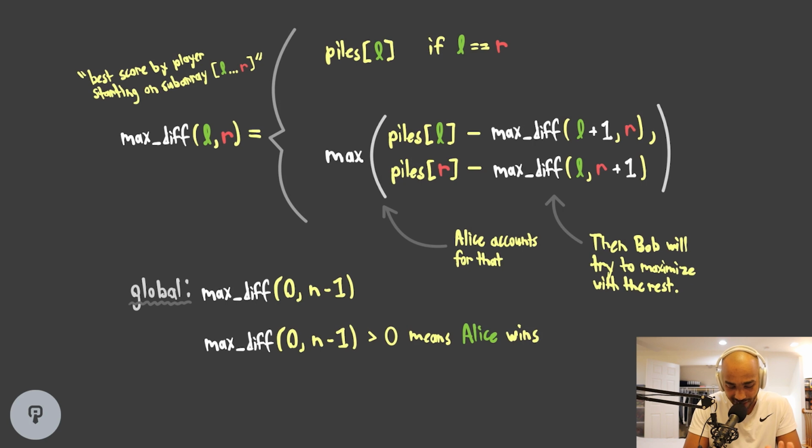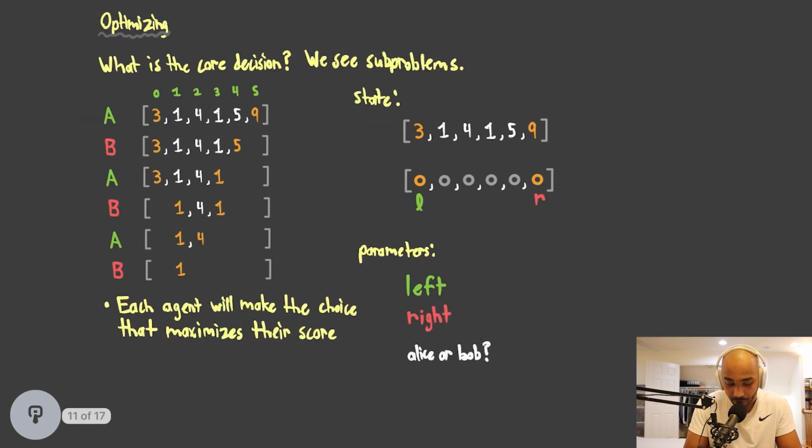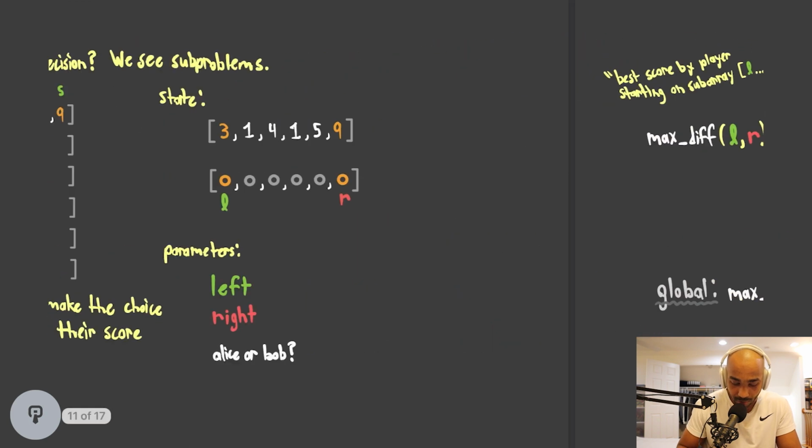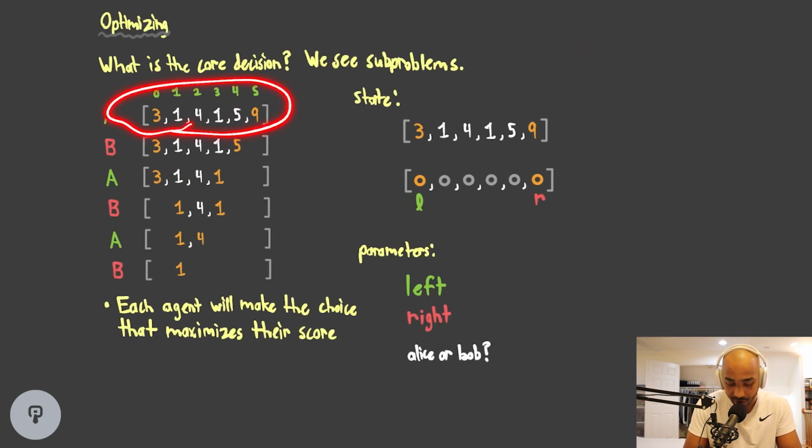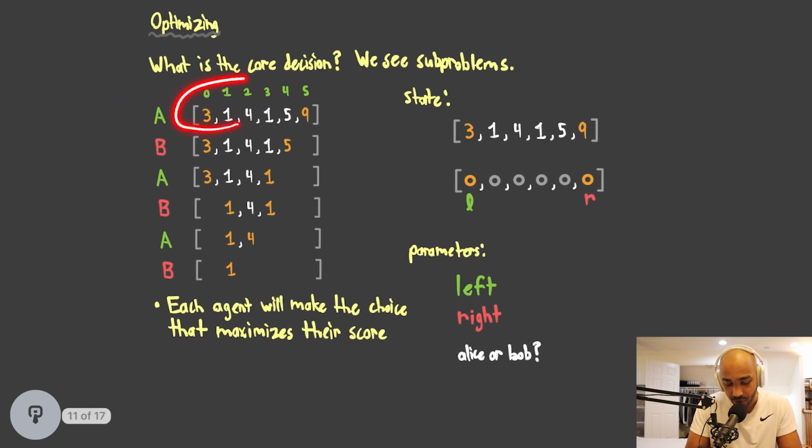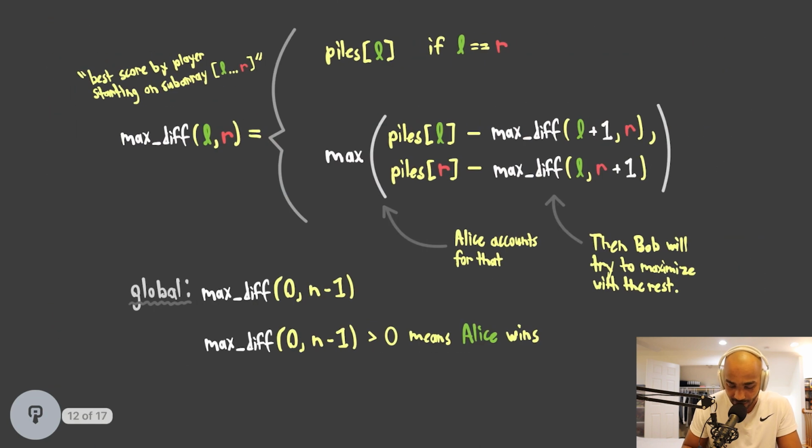And I want you to think of this as the best score by a player starting on the subarray left to right. That's what you should see when you see this function. And that's the original problem: what is the best score by a player starting on this global subarray? Who's starting? Alice. But forget about the names. It's just what can an agent do best starting with this subarray? I really want to frame that because it's important, so you see how this all loops together.